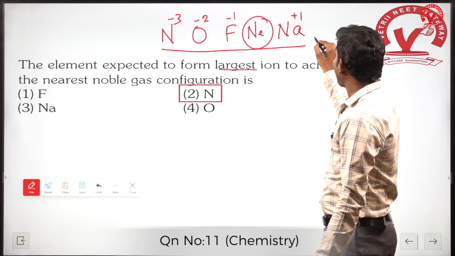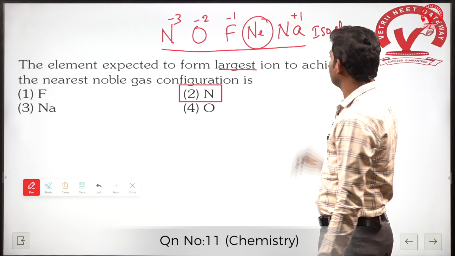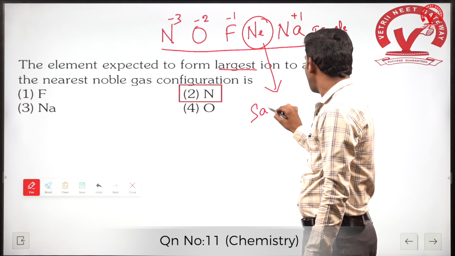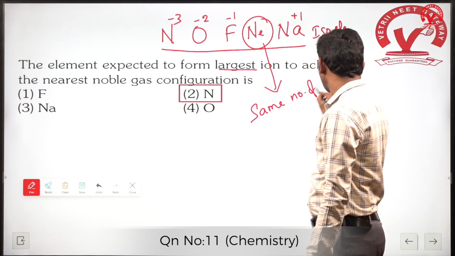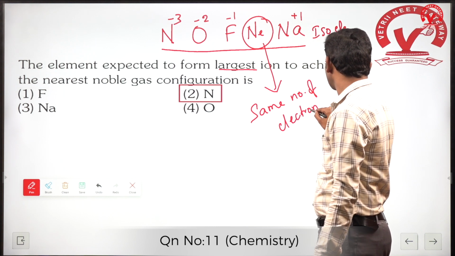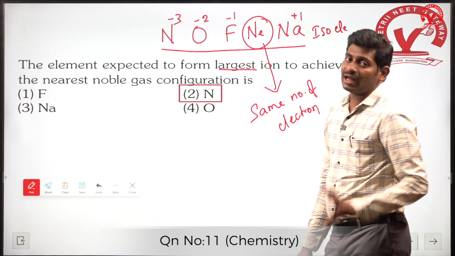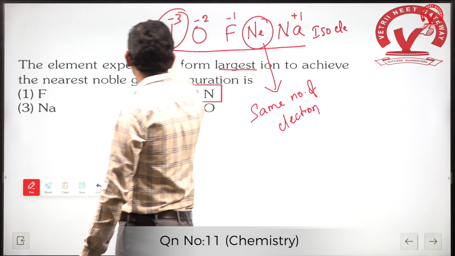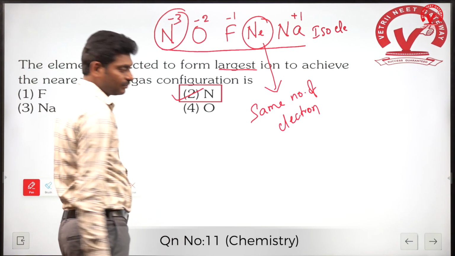These are all isoelectronic species, meaning all species have the same number of electrons. In isoelectronic species, the more negative the charge, the larger the size. Here there is a minus 3 charge, so nitrogen has the largest size. This is the correct answer.